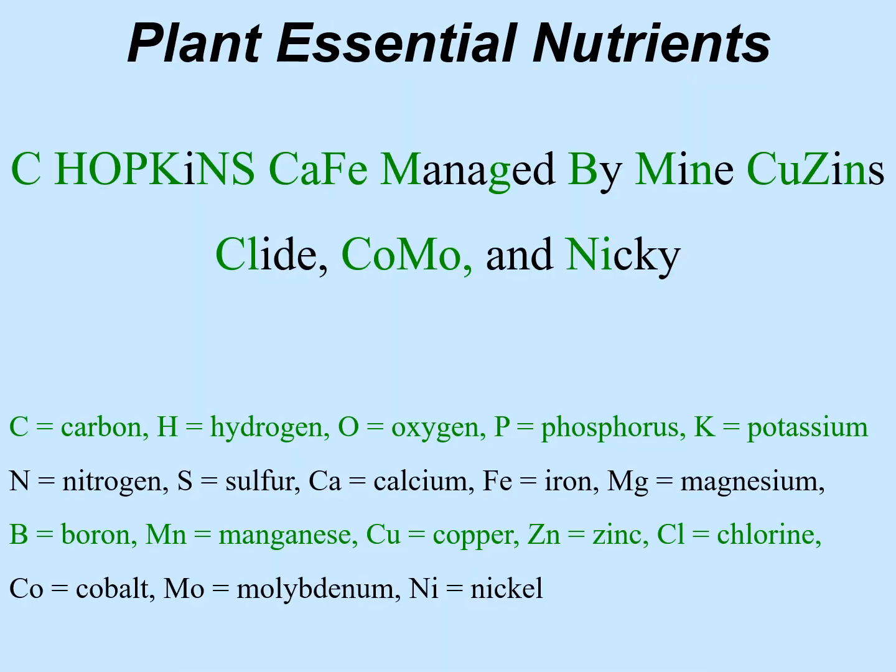So you've seen this mnemonic before, C. Hopkins Cafe, managed by my cousins Clyde, Como, and Nikki. So you know that that mnemonic is used very simply to remember what our plant essential nutrients are, and it's listed by atomic symbol. So we know that all the capital letters there represent a different plant essential nutrient element. And if there's a lowercase letter next to the capital letter, like in the case of Fe, that's the symbol for iron.